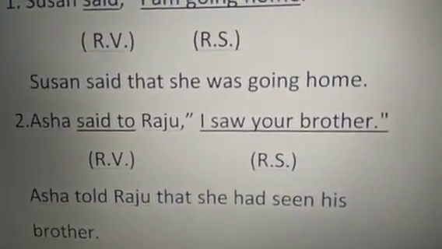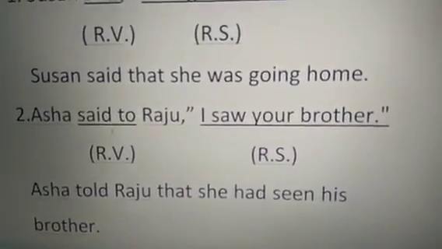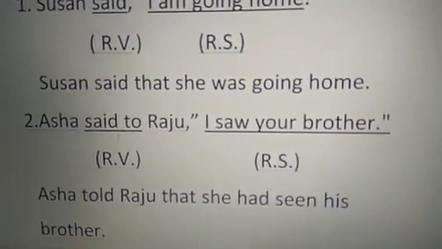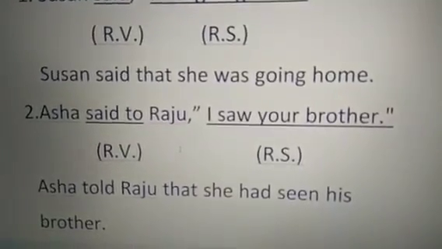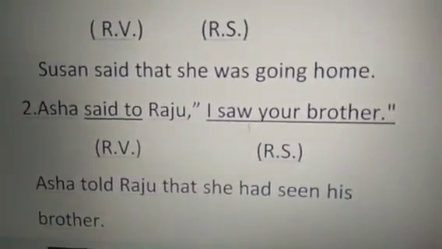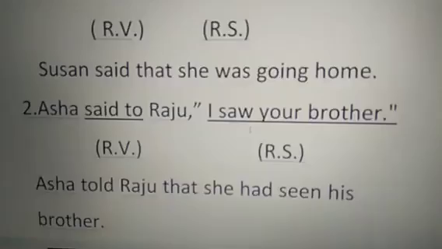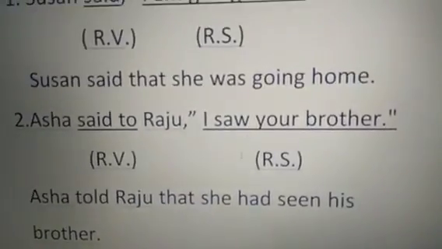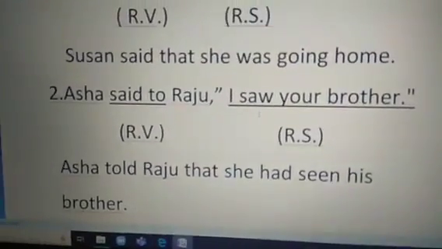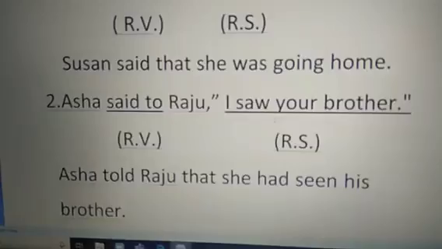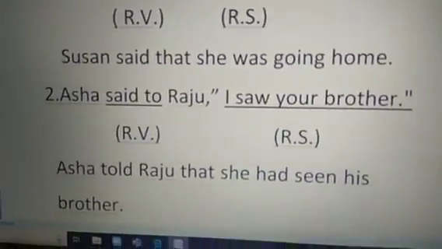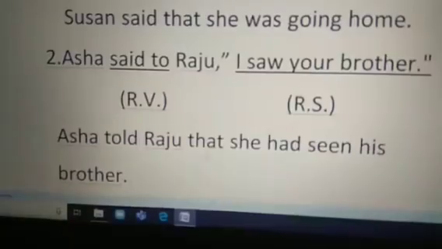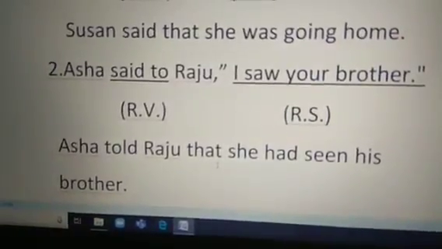The first one is that the reporting verb said to will have to be replaced by told, followed by the conjunction that, then change in pronoun, and the tense of the reported speech will have to be changed as per rule. Since the tense of the reported speech is simple past, it will have to be changed into past perfect, and the changed sentence reads like: Asha told Raju that she had seen his brother.